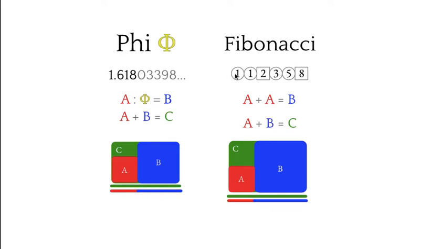Fibonacci, on the other hand, basically does a plus b equals c right off the bat. But it doesn't know about the phi ratio, so it has to do something different. It basically just mirrors itself. It adds itself to itself, and that creates a new thing. So 1 plus 1 equals 2. And then 1 plus 2 equals 3. And then 2 plus 3 equals 5, and so on.